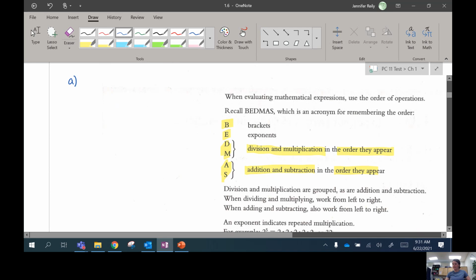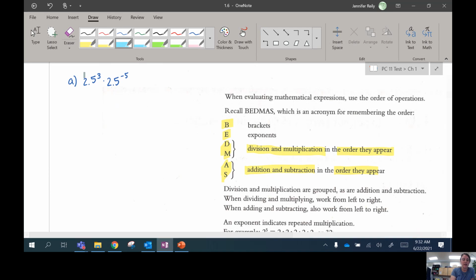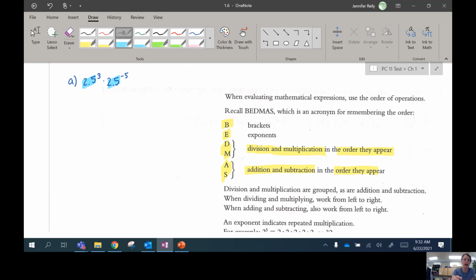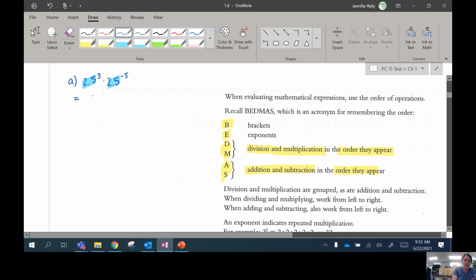There we go. Okay, so example 1A says 2.5 to the power of 3 times 2.5 to the power of -5. Now, we don't want to start evaluating right away because we can make this a lot simpler. These have the same base, and so exponent law number 1, the product of 2 powers with the same base, says we can add the exponents together. So this would be the same as 2.5 to the power of -2, since -5 plus 3 equals -2. Add the exponents.